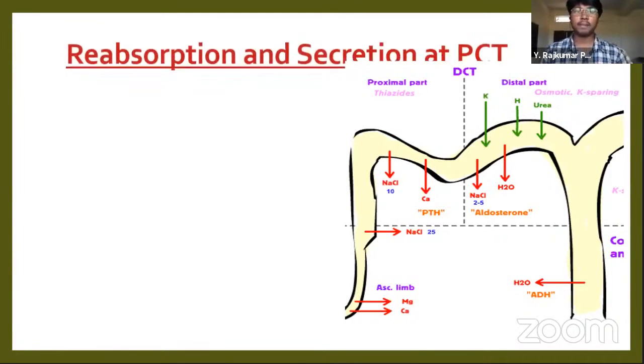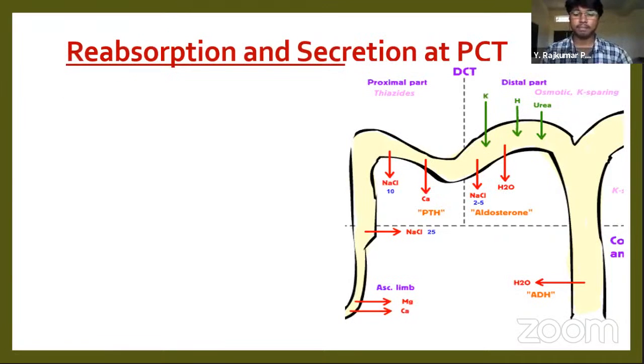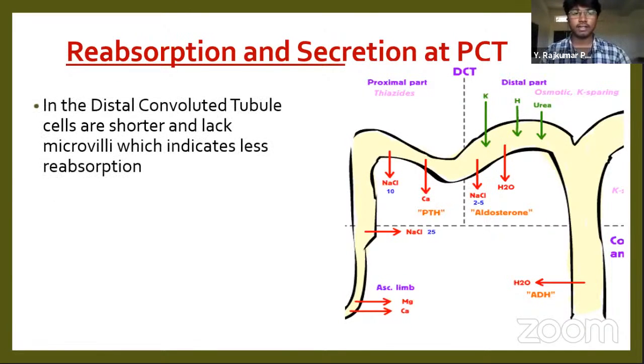Let's see what happens in the DCT. Sorry, not PCT, it's DCT. In the distal convoluted tubule, cells are shorter and lack microvilli, which indicates less reabsorption. In the PCT, we have seen the structure of microvilli, but in the DCT there are no microvilli.